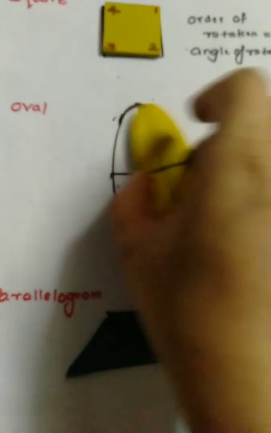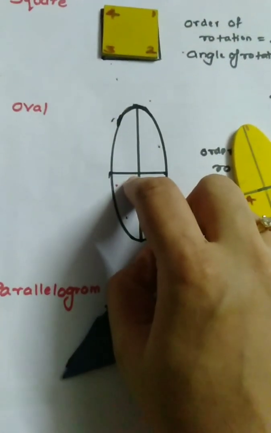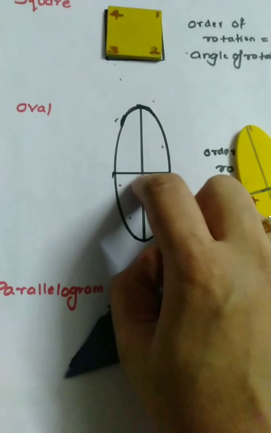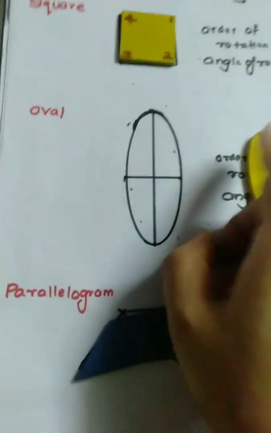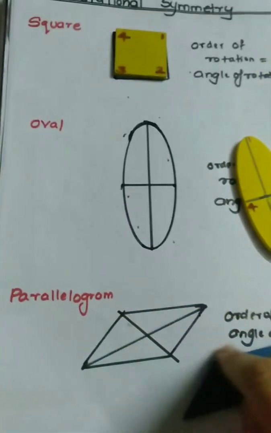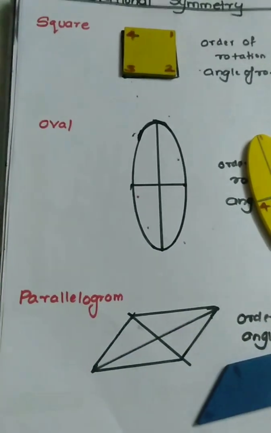Now from this particular point we have rotated the object, and this particular point is called the point of rotation. Here this is a point of rotation, here this is a point of rotation.